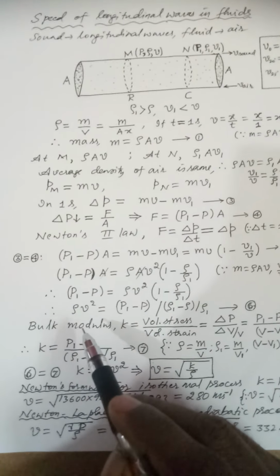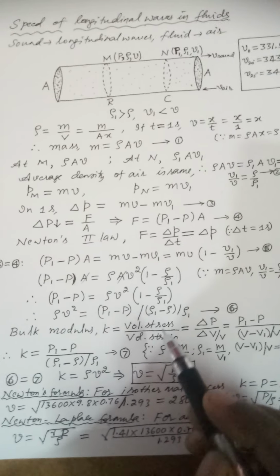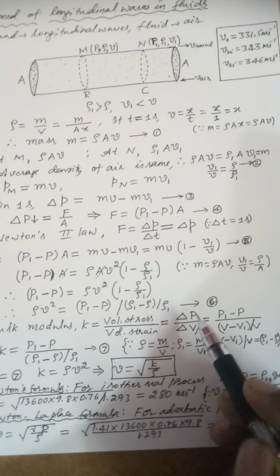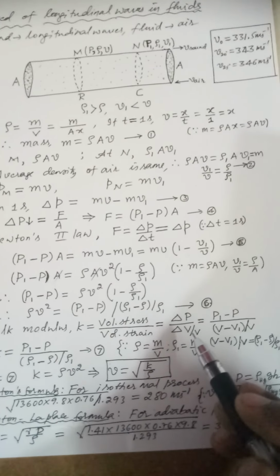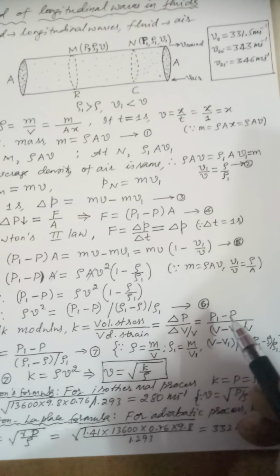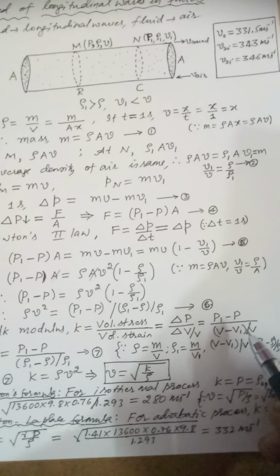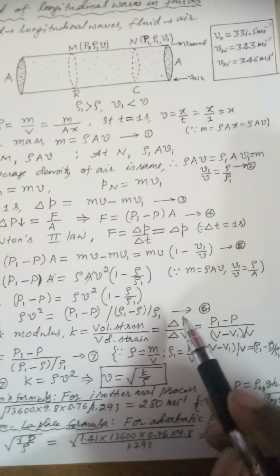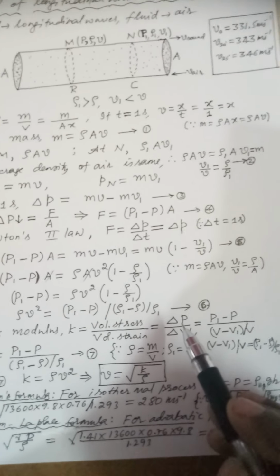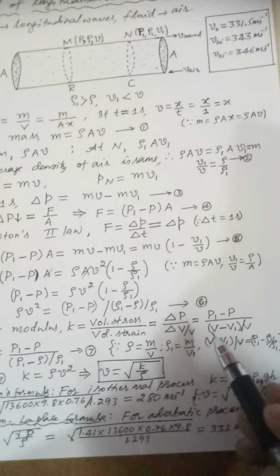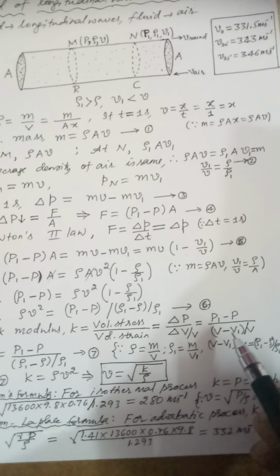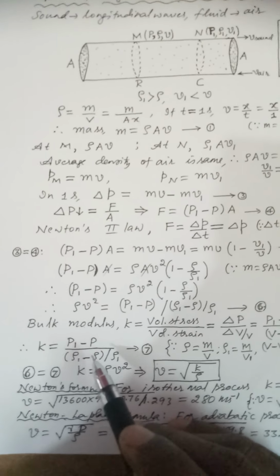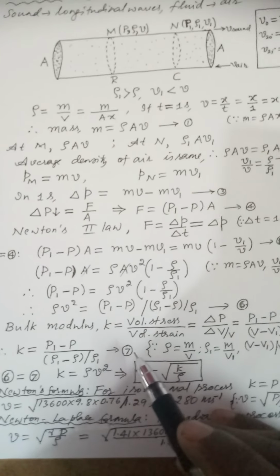Now we shall consider bulk modulus, which is defined as the ratio of volume stress to volume strain. Volume stress is the excess pressure, and volume strain is change in volume divided by original volume. This is equal to (P1 minus P) divided by (V minus V1) divided by V. Why? Because stress is force by area, which is pressure, here the excess pressure, and change in volume is final volume minus initial volume. Now bulk modulus is rewritten as (P1 minus P) divided by (rho 1 minus rho) divided by rho 1. Call it equation number 7.